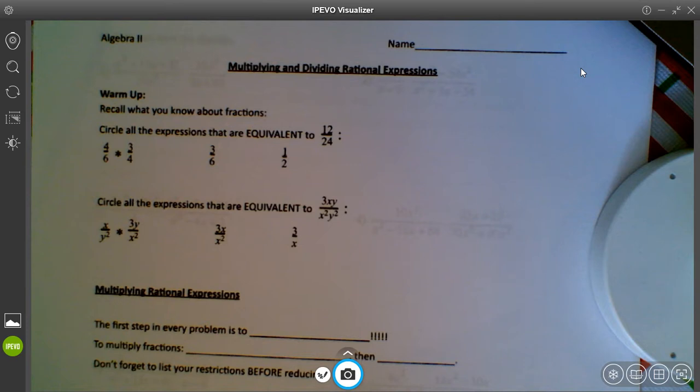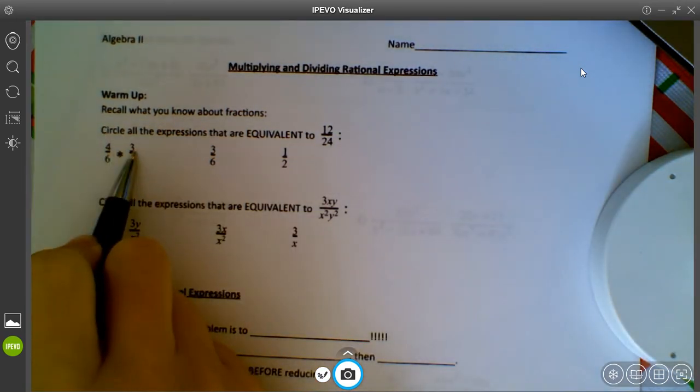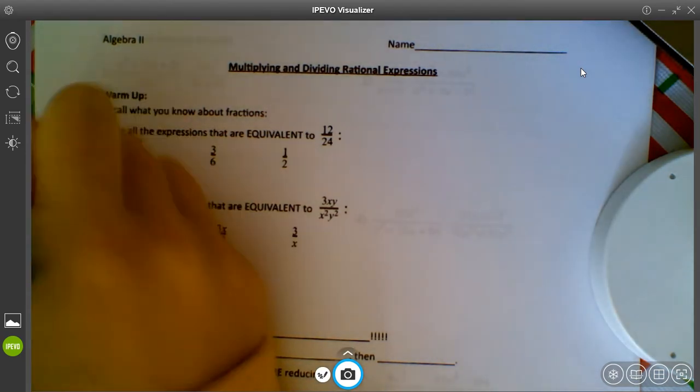So the first question says, circle all the expressions that are equivalent to 12 over 24. So remember, equivalent means equal in value in any way. So take a moment. All right, let's see. Did you circle them? Well, 12 over 24, if you do 4 times 3, that's 12, and 6 times 4, that's 24. That's an equivalent expression.